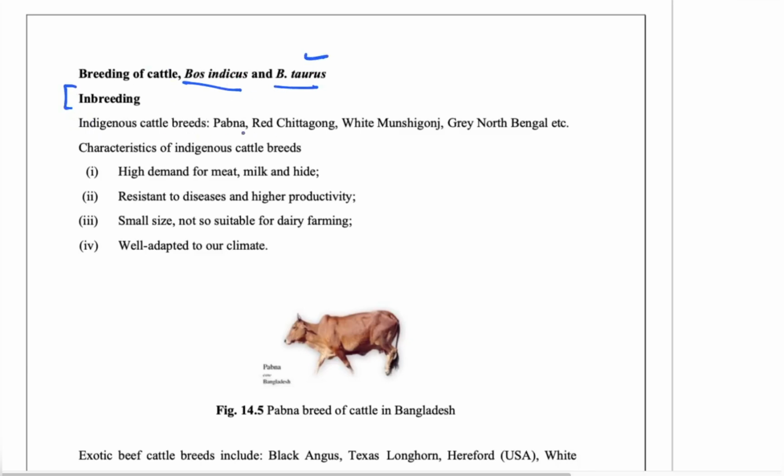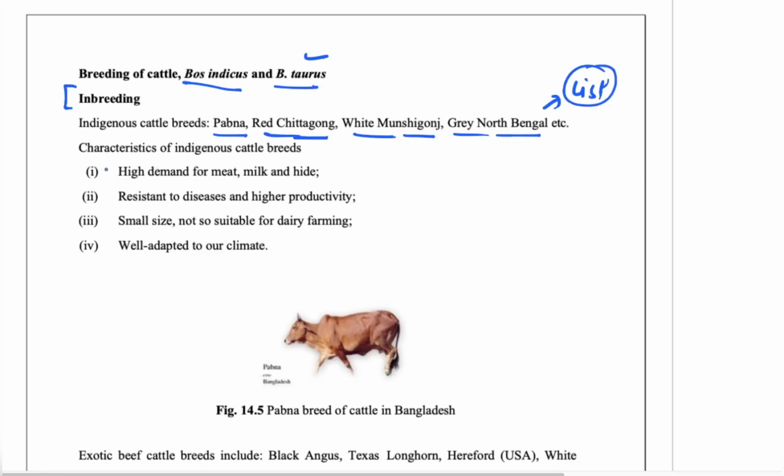Indigenous cattle breeds are Pabna. You should remember the names of these breeds. That is very, very important for you. There is red Chittagong, then there is white Mushigonj, there is grey North Bengal, and many more. So you learn about other indigenous cattle breeds and list them in your notes, right? What are the characteristics of these indigenous cattle breeds?